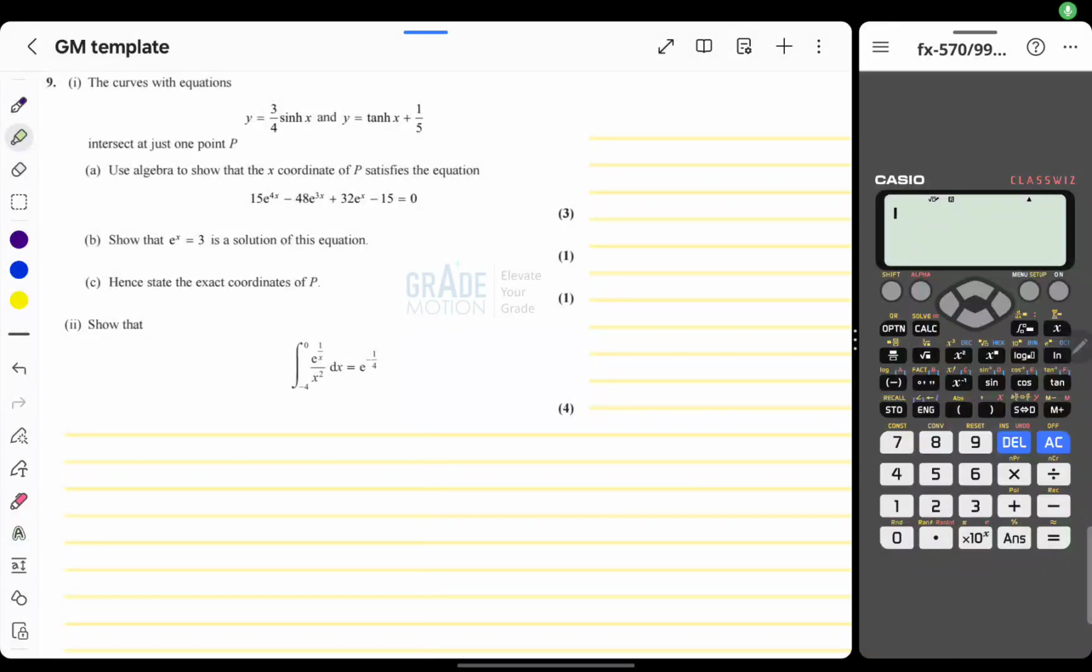Let's take a look at question 9. For 9 part 1, we have a trigo function, okay, and they want us to solve this. They tell us that these are the equations for two curves that intersect at just one point P. For part A, they want us to use algebra to show that the x coordinate of P satisfies this equation.